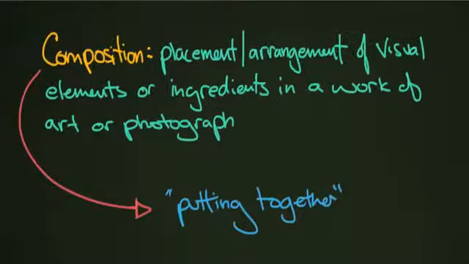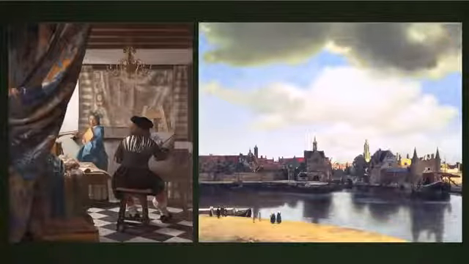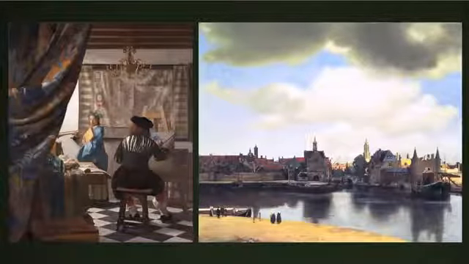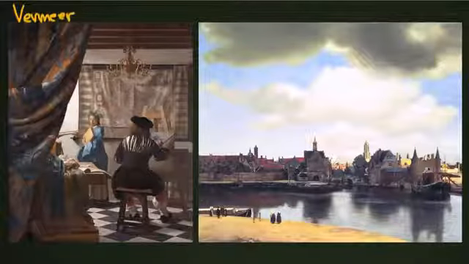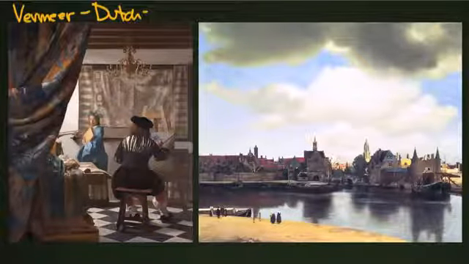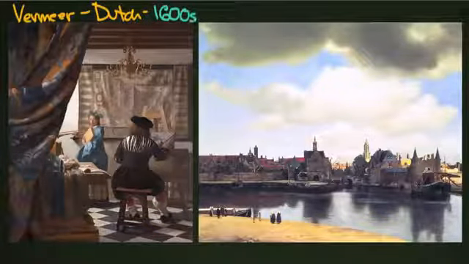Now let's take a look at one of the fathers of modern composition in the Western tradition, at least, not necessarily everywhere in the world. This guy's name is Vermeer. Vermeer was a very famous Dutch painter, and he lived in the 1600s, so in the 17th century. Vermeer was really famous for his compositions.